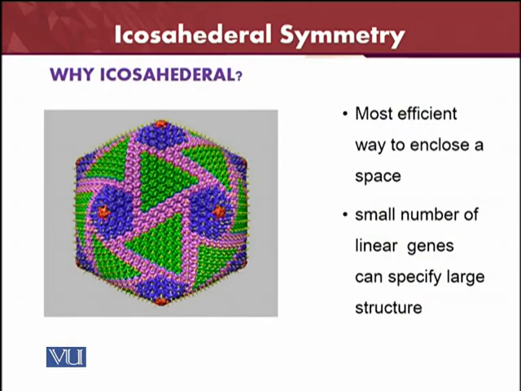Why icosahedral? It is the most efficient way to enclose a space. Most of the material can be contained in such a space. A small number of linear genes can specify a large structure. A small number of the linear genes can specify the large structure inside the icosahedral shape.